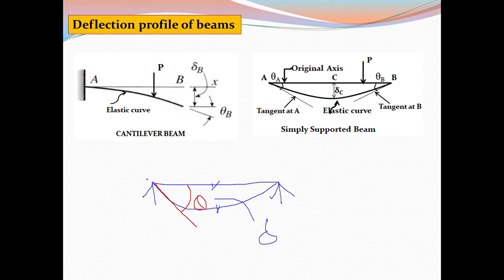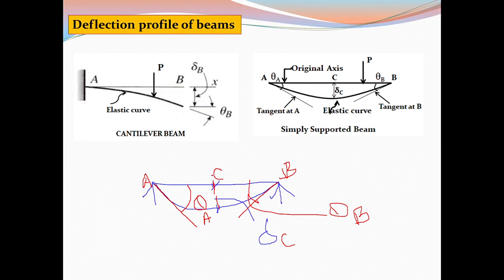If the tangent is drawn from the point A, that is theta A. If you draw a tangent at the other end, at B, it is known as theta B. Similarly, the deflection is measured at C. If the point is C and you measure the deflection here, it is delta C. So you can measure the deflection at any point of the beam.